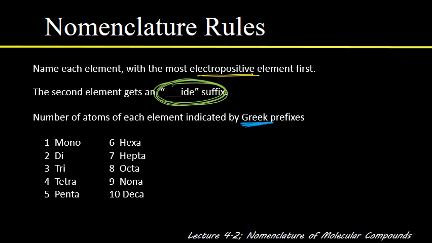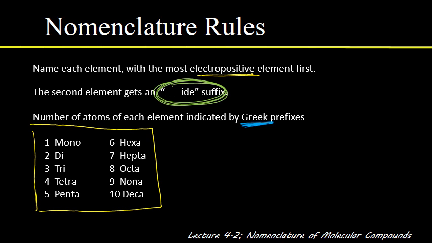We'll just look at the table. For 1, the prefix is mono. For 2 is di. 3 is tri. 4 is tetra. 5 is penta. And then hexa, hepta, octa. 9 is nona. And 10 is deca.